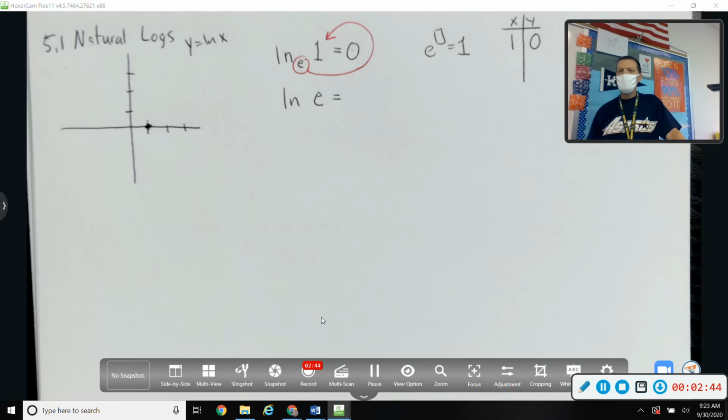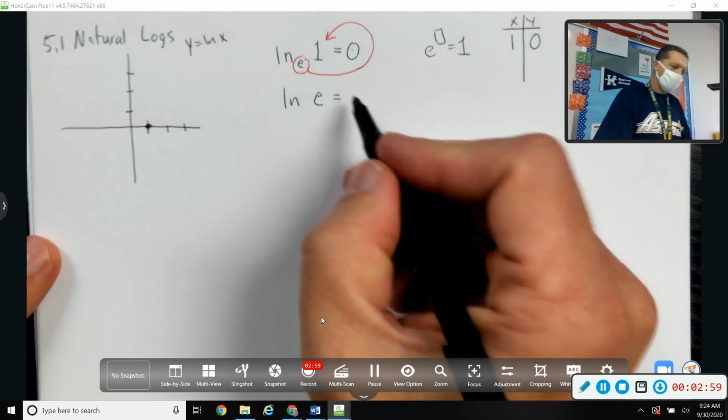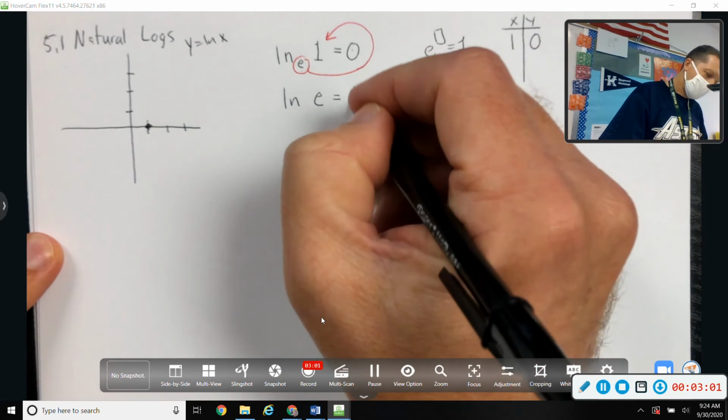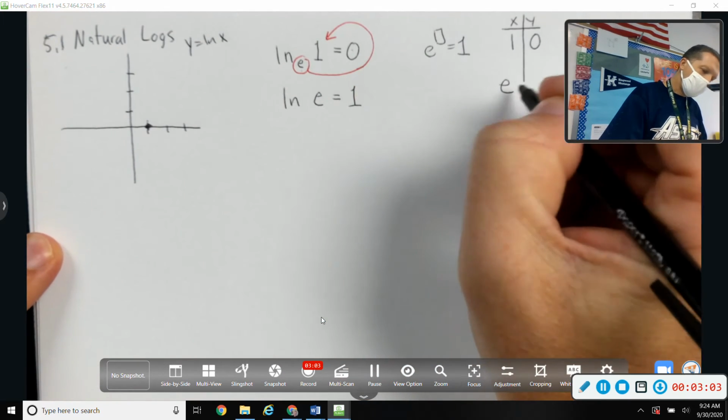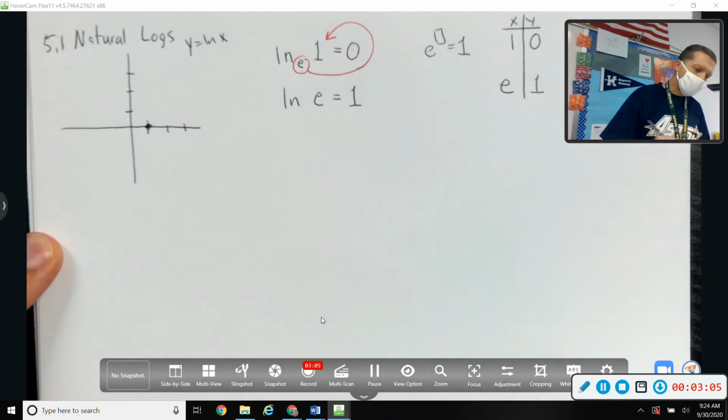Next, let's do the natural log of E. So think about the base, think about the loop-de-loop. I'm not going to write it all out again. What's the natural log of E? 1, because E to the first would give me E. So if I plug in E, I get 1.